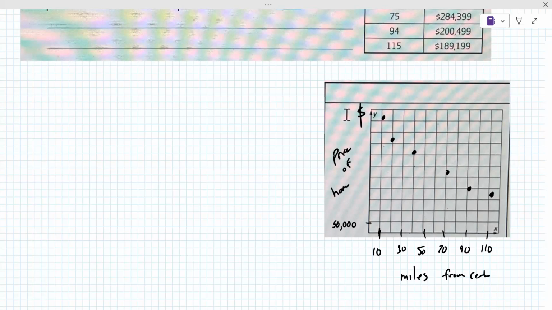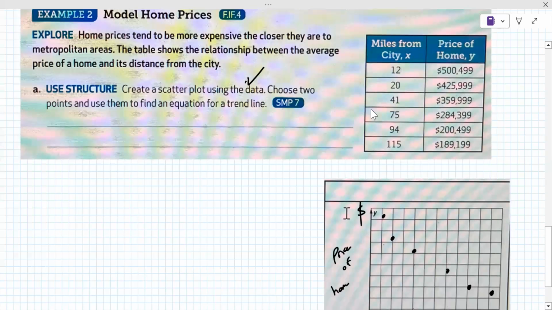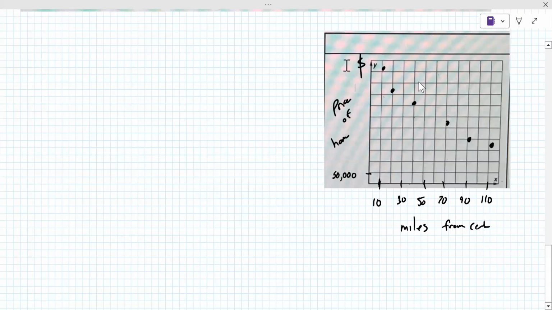All right. Now we actually need to get to the question here. Choose 2 points and use them to create an equation for a trend line. So there's a couple of ways to do this. One, sometimes people just choose the first and the last, or the biggest and the smallest. There are some advantages to that. You could also choose points that you feel like best fall on the potential line.